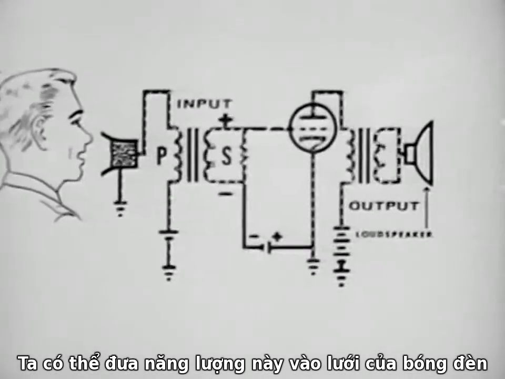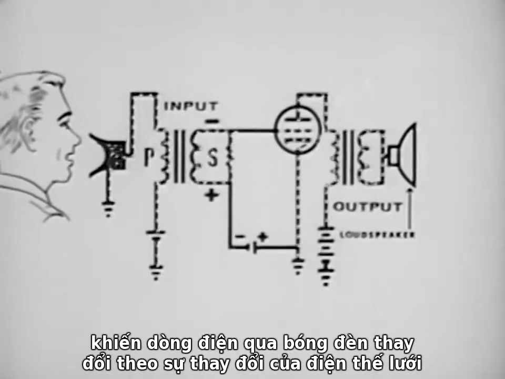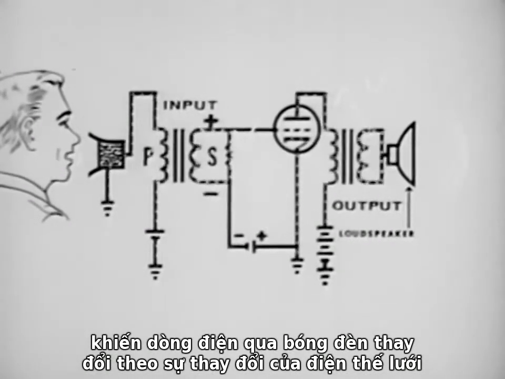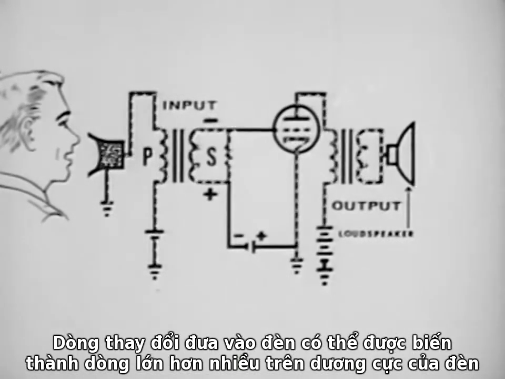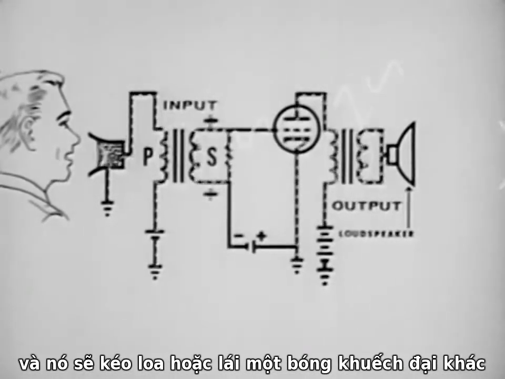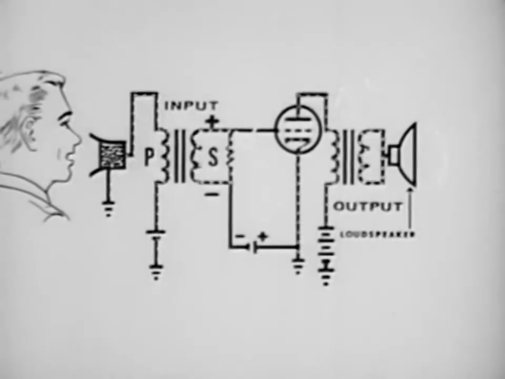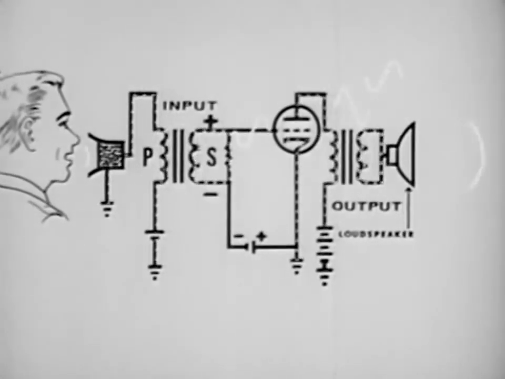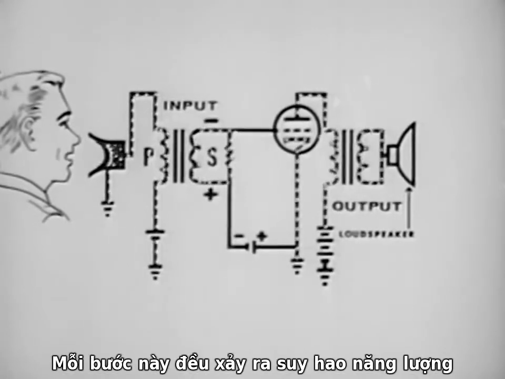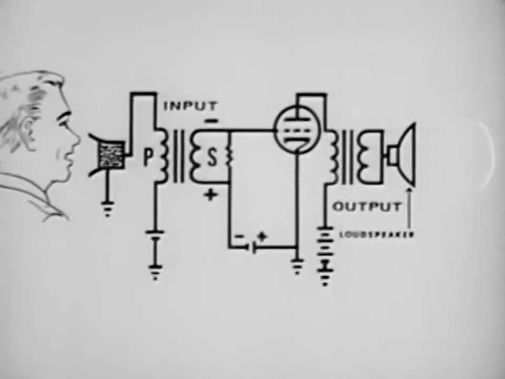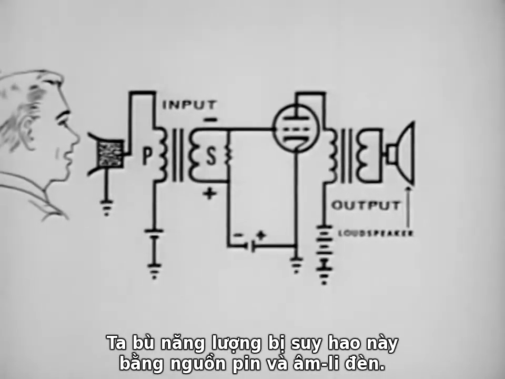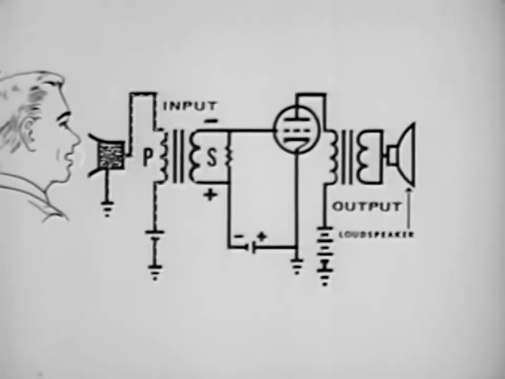We can then apply this energy to the grid of a vacuum tube and thus cause the current through the tube to vary in accordance with the voltage applied to the grid. The changing current flow through the tube can now be used to develop a much higher voltage across a plate load and either drive a speaker or another amplifier tube. Each of these steps causes a loss of a portion of the energy. We restore the lost energy by use of batteries and a vacuum tube amplifier.